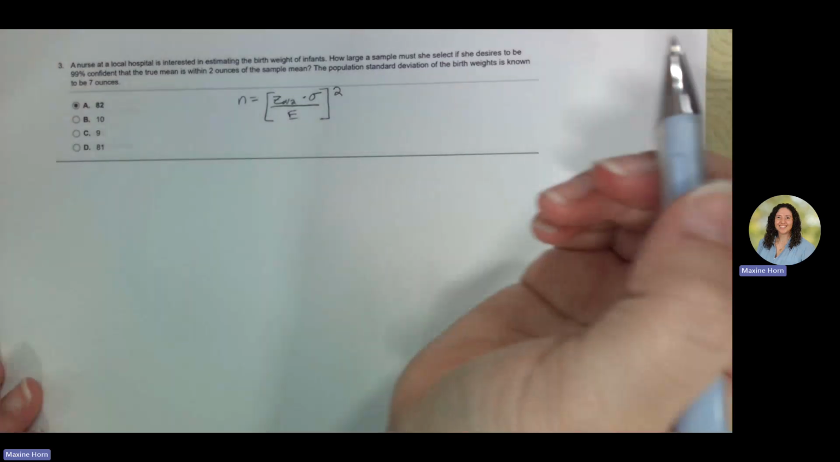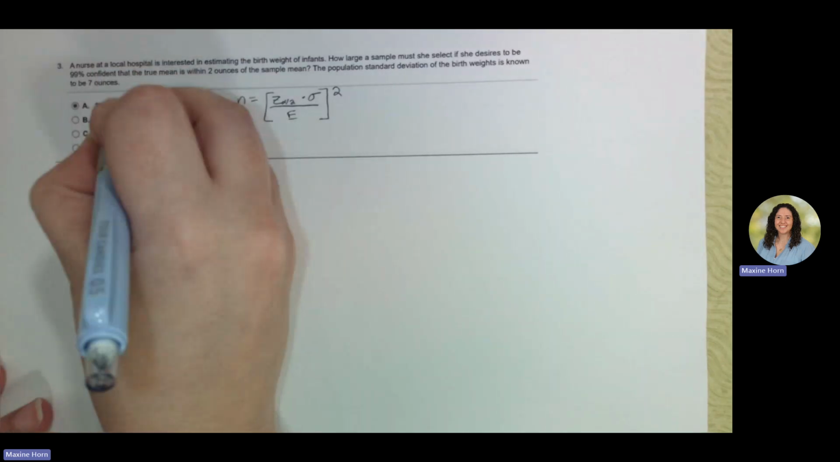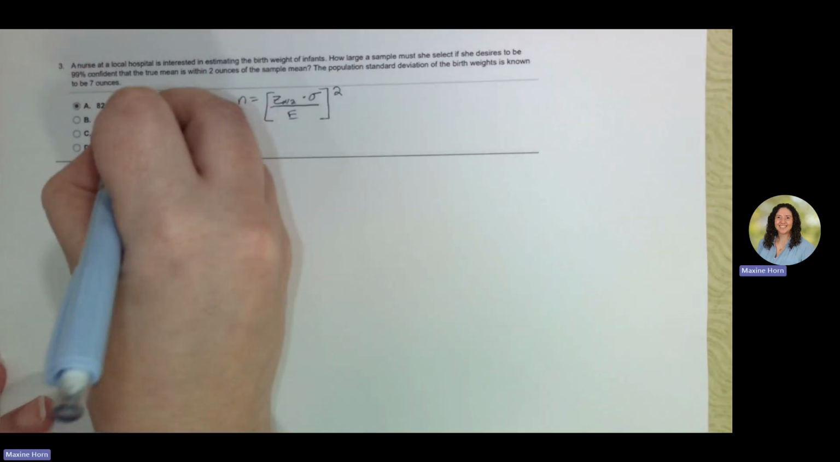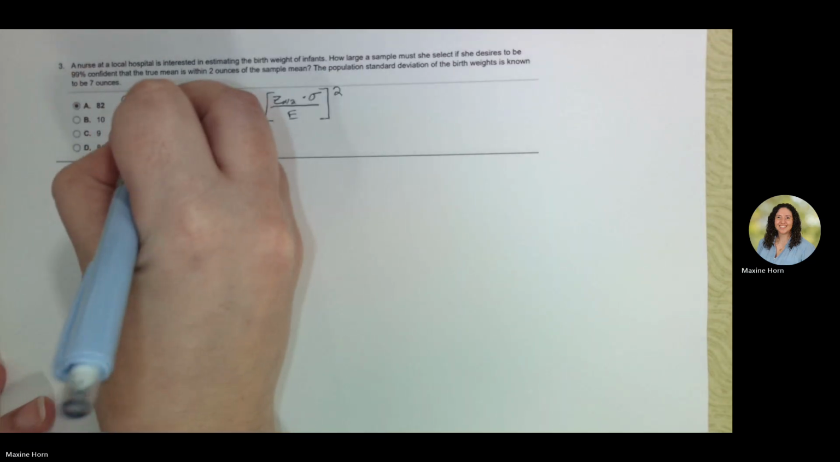Okay. And let's go ahead and start labeling everything that they've given us, okay? She wants to be 99% confident. That's our confidence level. Is within 2 ounces. That is our margin of error, okay? The population standard deviation is known to be 7 ounces.